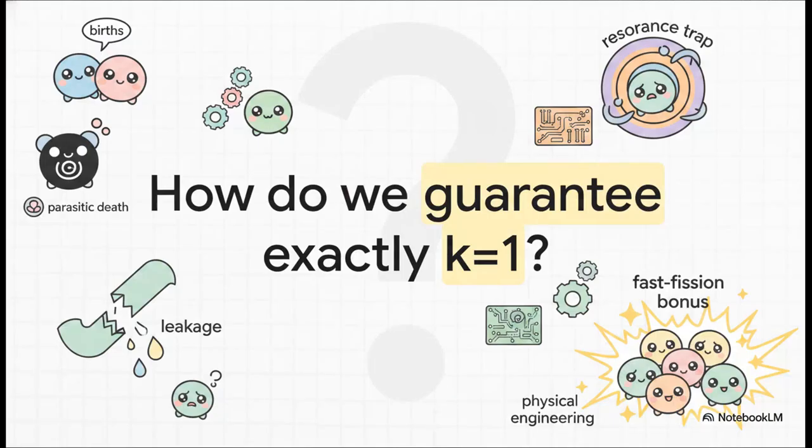Think about what we just tracked: the specific birth rates, the parasitic deaths, the resonance energy traps, the physical leakage, and finally, the fast fission bonuses. Which leaves us with this absolutely mind-bending thought to close on. Knowing all of these wildly distinct, volatile, microscopic factors, how incredibly precise must the physical engineering, the material purity, and the geometrical layout of a nuclear core be to consistently guarantee that this generational population balances to exactly, perfectly, k equals 1? It is a true marvel of applied physics.